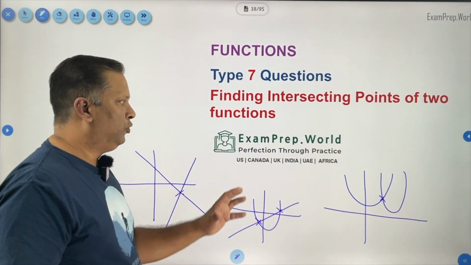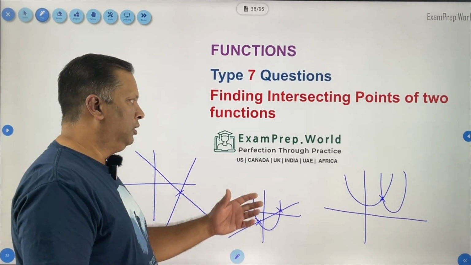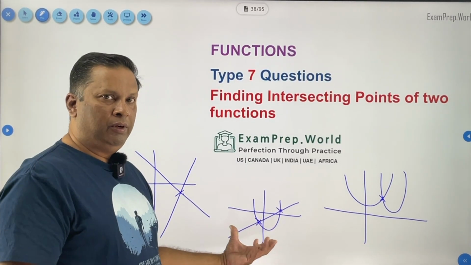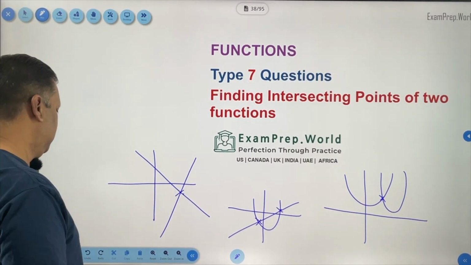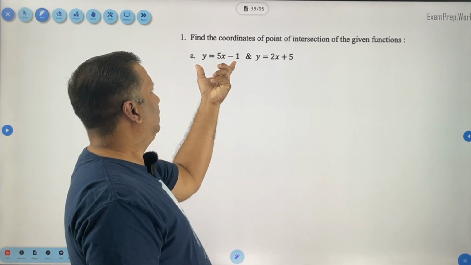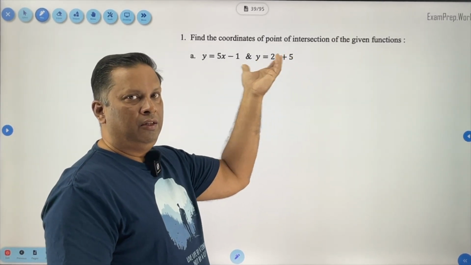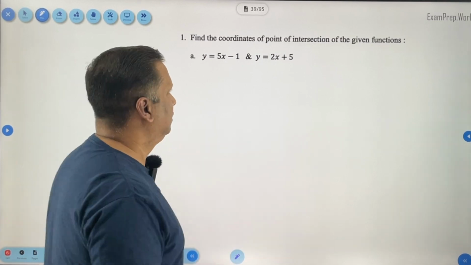So this is the kind of questions we will do here. There are a lot of practical applications also, which we will do in criteria D type of questions. So let's do the questions here. Here, what is this? Linear equations. The other way of looking at it is, we are actually trying to solve simultaneous equations.